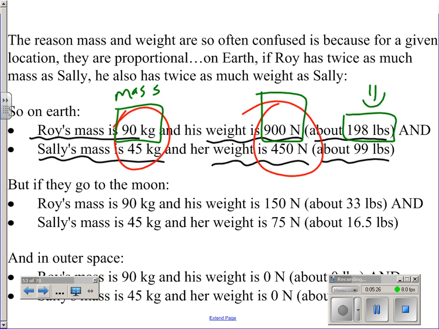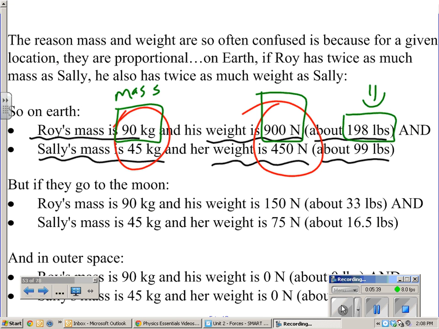But it ends up being kind of a non-issue because they're proportional, right? If you lose weight, you're also losing mass. Okay, I don't know if that rant made any sense. Ultimately, what you need to know is that mass is measured in kilograms and weight is measured in newtons. I think if you know that, you're in good shape.